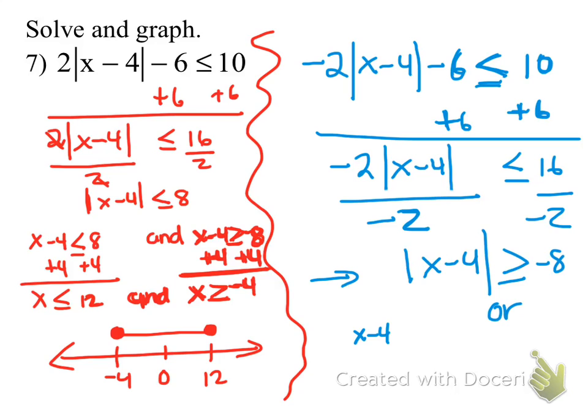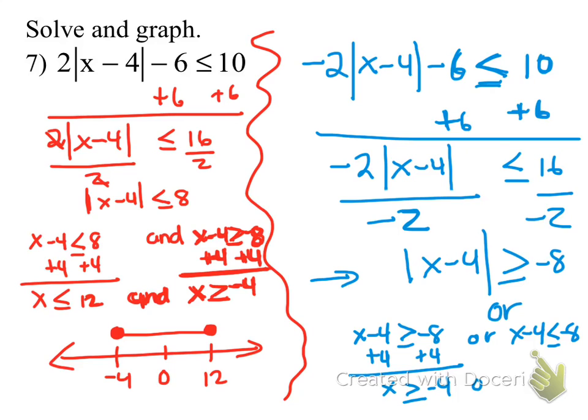So now we've got x minus 4 is greater than or equal to negative 8, or x minus 4 is less than or equal to negative 8. Add 4. We get x is greater than or equal to negative 4. Or add 4. Oops, that should be a regular 8. X is less than or equal to 12.